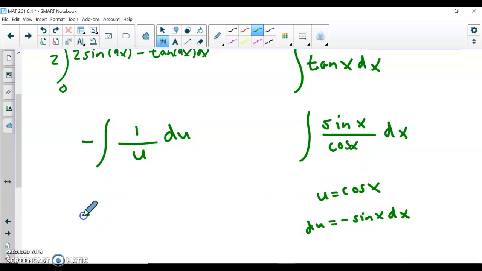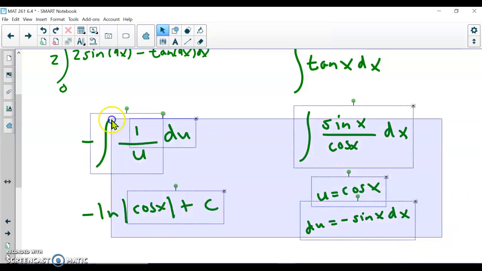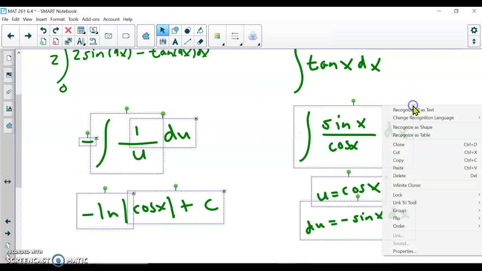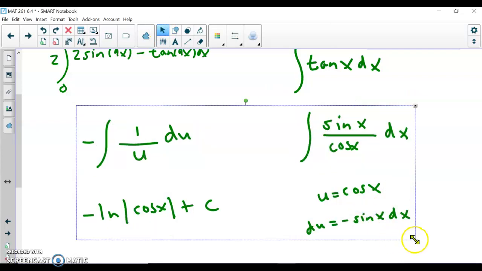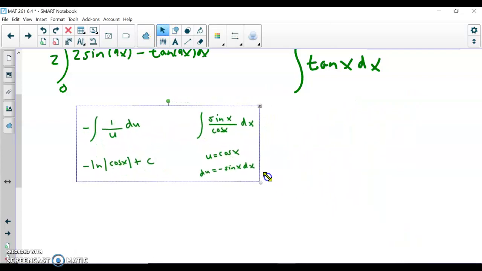And now integrating this with respect to u, we've got the natural log of the absolute value of u, which remember u was cosine x, so the natural log of the absolute value of cos x, and then plus c. So this is the antiderivative of tangent with respect to x. It's the negative natural log of cosine x. It's nice to have that memorized, so that every time you encounter tangent, we don't have to go through the substitution, but that is how you do it. So we're going to need that, and we'll come back to that.